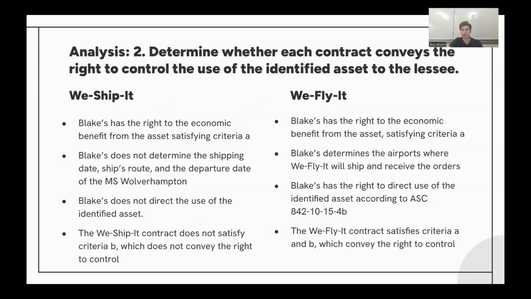So for We Ship It and We Fly It, both satisfy criteria A, which is the right to the economic benefit from the asset. However, for We Ship It, we do not have the right to control or the right to direct the use of the identified asset because we do not determine the shipping days, the shipping routes, and the departure dates of the MS Wolverhampton. On the other hand, for We Fly It, we actually do determine the airport that We Fly It will ship and receive the orders. So this one, we do have the right to control because we have the right to direct the use of the identified asset.